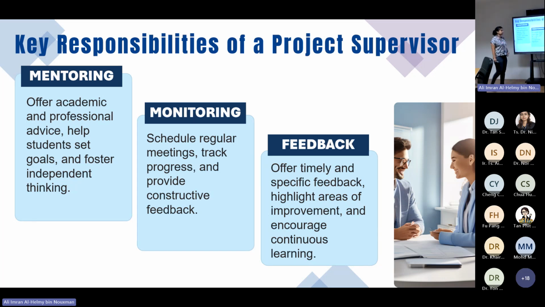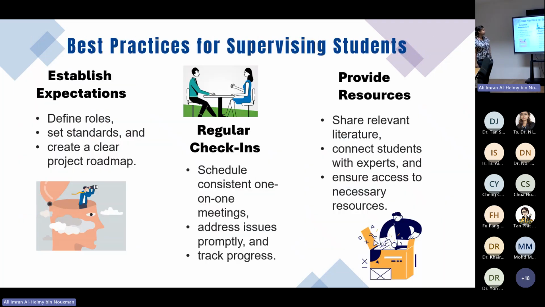Offer timely and specific feedback. Highlight areas of improvement and encourage continuous learning. This was also covered by Dr. Tan just now. So for all the feedback, let's say the proposal, your student comes and meets you, you have to give feedback. If you take 1 year to give feedback or 2 months to give the feedback, it's not going to help the student. It's not going to help to come up with a quality research project. So these are the main key responsibilities of a project supervisor. You need to mentor, you need to monitor, and you need to give feedback.